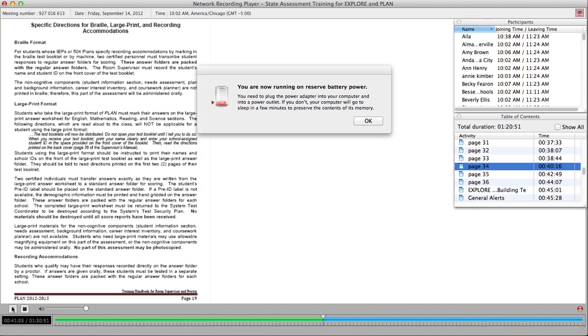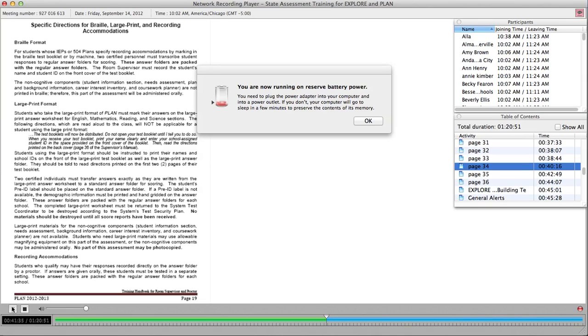The room supervisor must record the student's name and student ID on the front cover of the test booklet, and this test booklet will be packed with all other test booklets because this student will need his or her Braille booklet back when score reports are returned. But the non-cognitive components of the Explore and Plan are not provided in Braille, so these will have to be administered orally to the students.